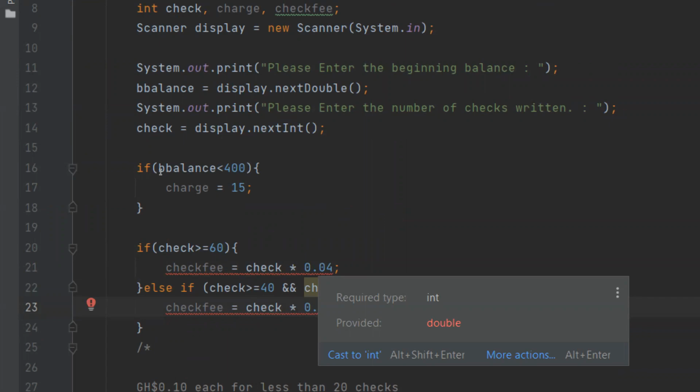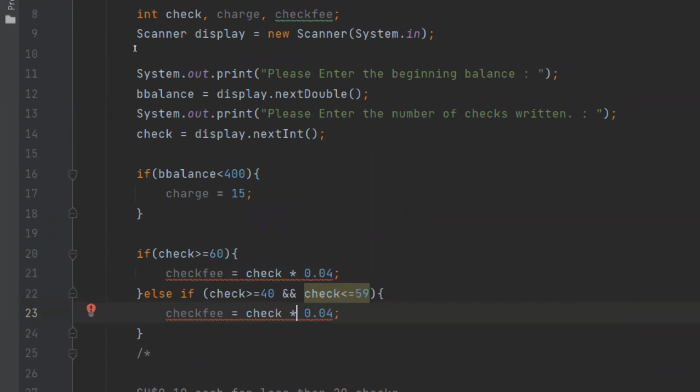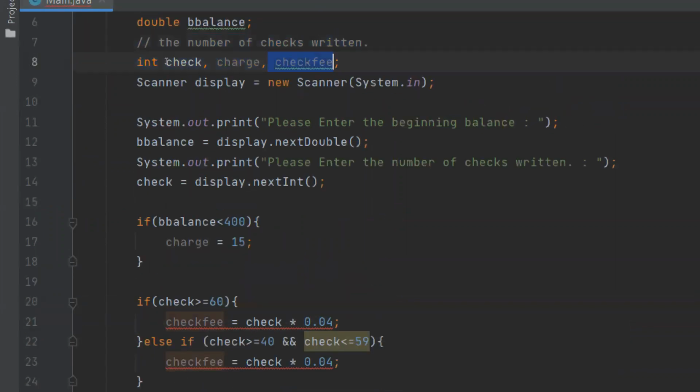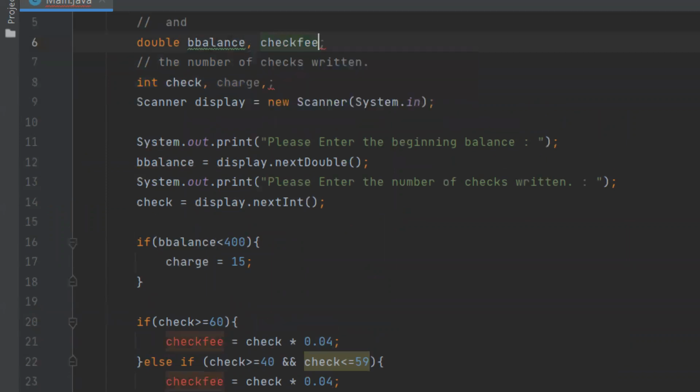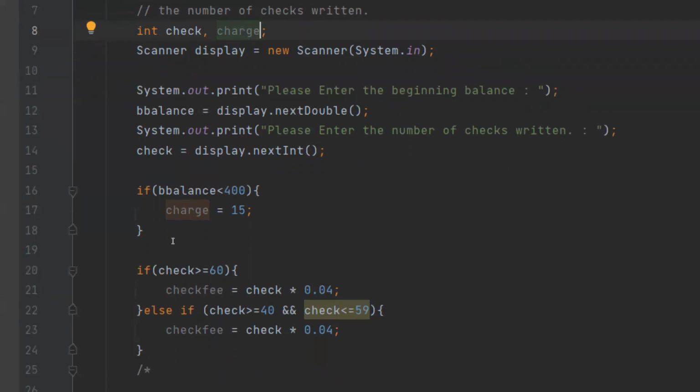So the check fee variable hasn't been declared yet. It has, it's over here. Check fee. Can you see it? Yes. Because the check fee variable is an integer, and the outcome of the multiplication will bring a double result. Very good. So the outcome of the multiplication will bring a double result.